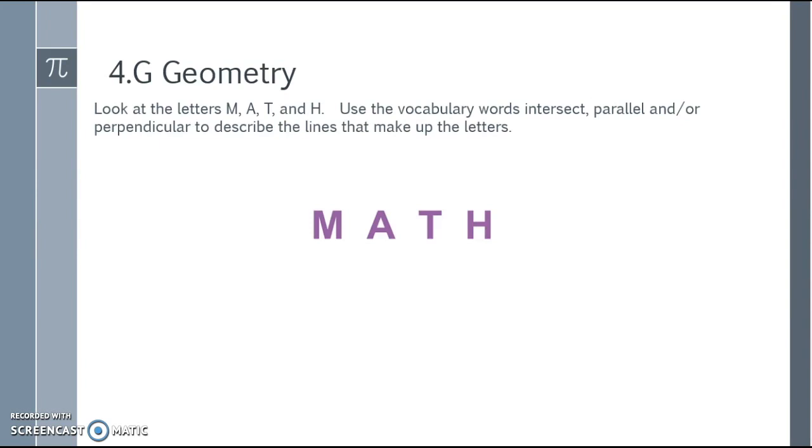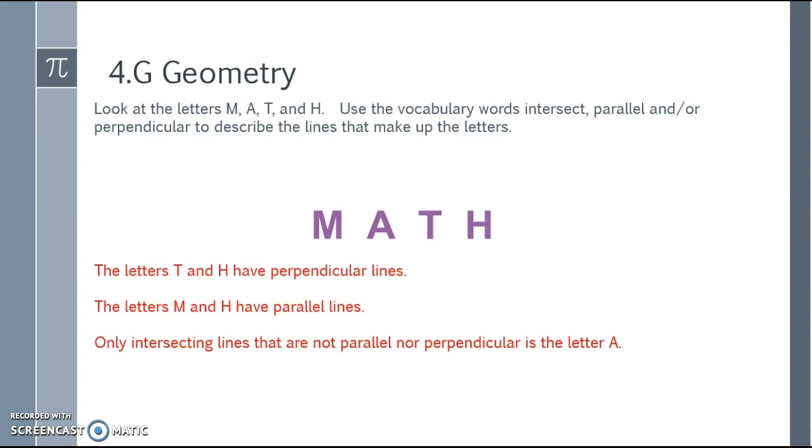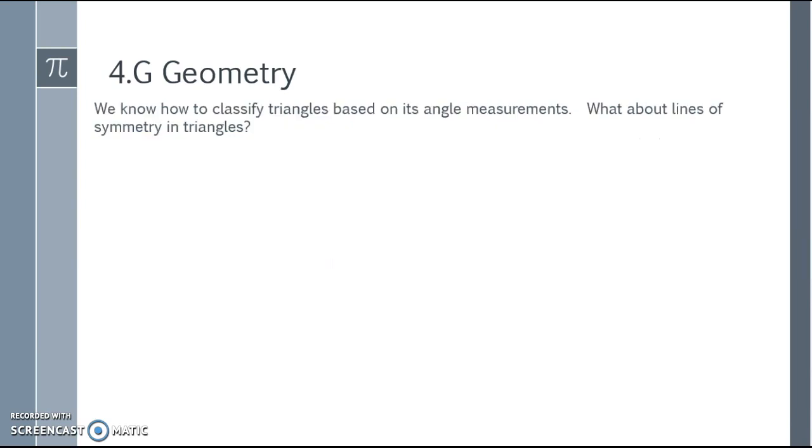Let's look at the letters MATH. Use the vocabulary words intersect, parallel, and/or perpendicular to describe the lines that make up the letters. The letters T and H have perpendicular lines. The letters M and H have parallel lines. Only intersecting lines that are not parallel nor perpendicular are contained within letter A.